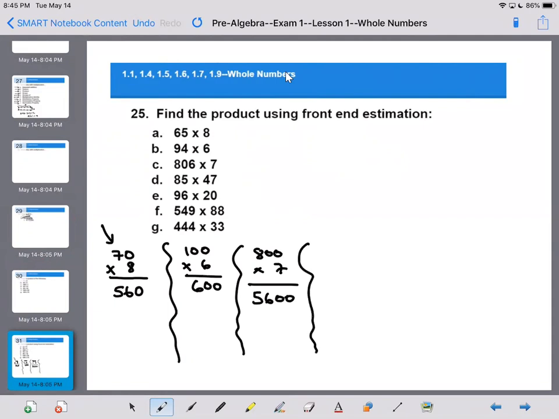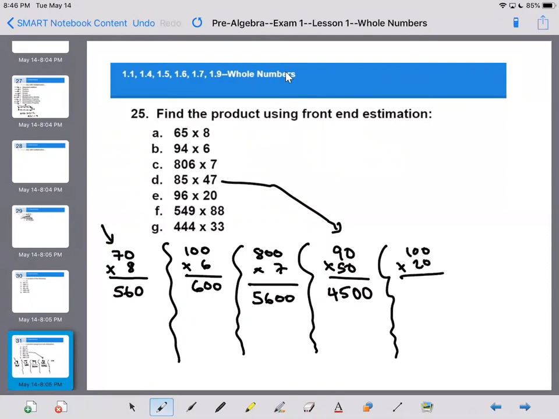85 times 47. Well, I'll just say 90 and 50. Well, 9 times 5 is 45, and I've got 2 zeros there, which means I'm multiplying it by 10 twice. So multiplying by 10 twice is the same as multiplying it by 100, so you'd have 4,500. 96 times 20, I'm going to go ahead and say just 100 times 20. So 1 times 2 is 2. I've got 3 zeros there, which means I'm multiplying by 10 3 times. So I would have 2,000.